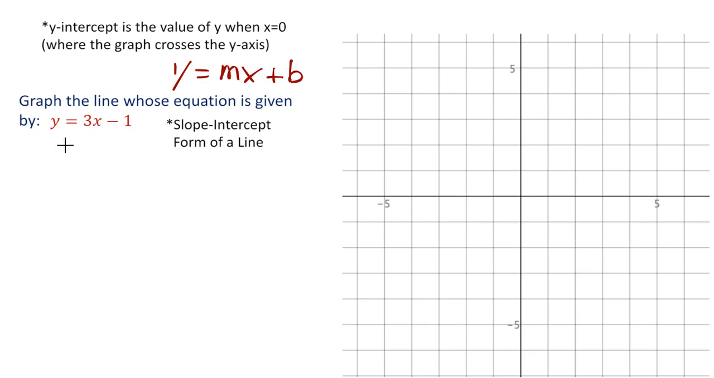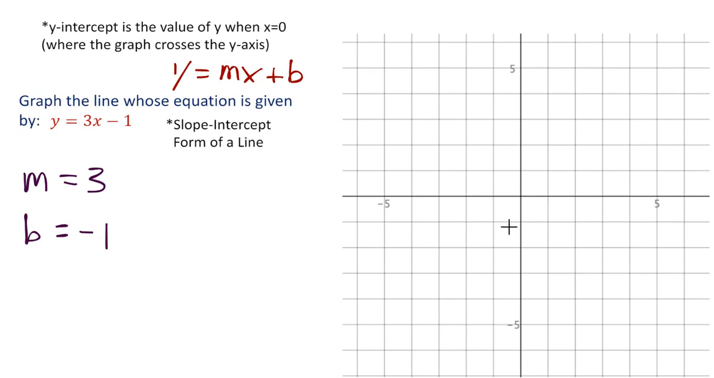So if I look at this line, I want you to take a look at this and try it out. But it looks like the slope is 3, and it looks like our y-intercept is -1. Now the reason why this is so convenient is because it makes it really easy to graph.